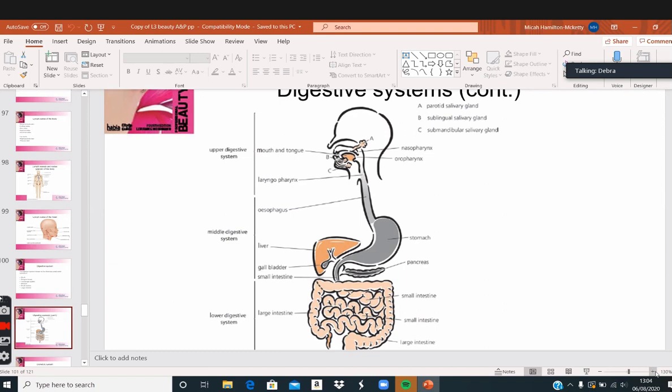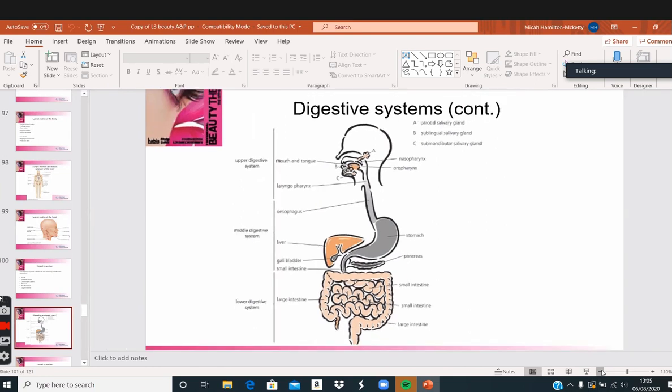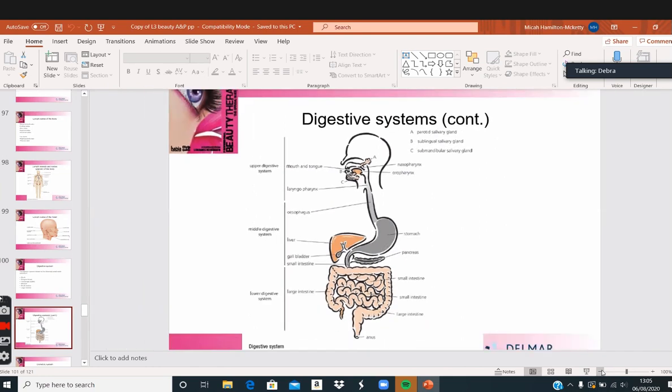Then you've got the lower digestive system, which is the large intestine, small intestine, and again, it's labeling different parts of the large and small, but that's the only two. And then you've got the rectum, I think they may have. Yes, and the anus, okay, in which the food is then dispersed out of the body.